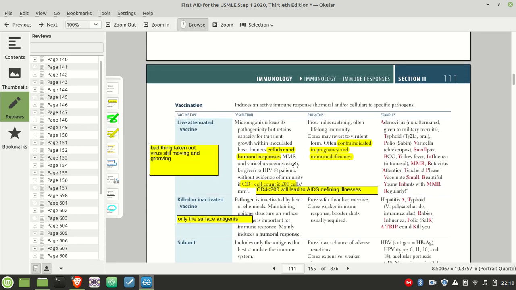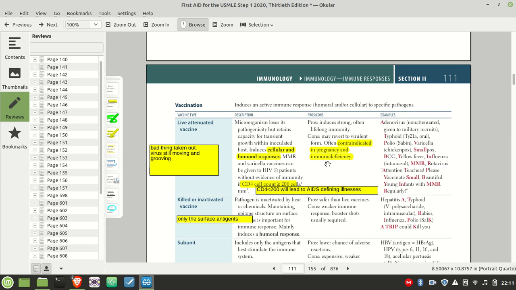Okay. So with live attenuated vaccines, what you have is the same organism, except that what made it super deadly is gone, but everything else is still there. So what do you have because of that? Well, you have a cellular and a humoral response, meaning you have antibody production here, and of course you have T cells being used. The thing is that it's contraindicated in pregnancy and immunodeficiency.